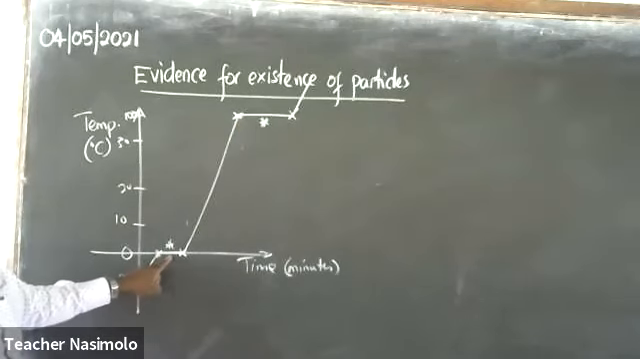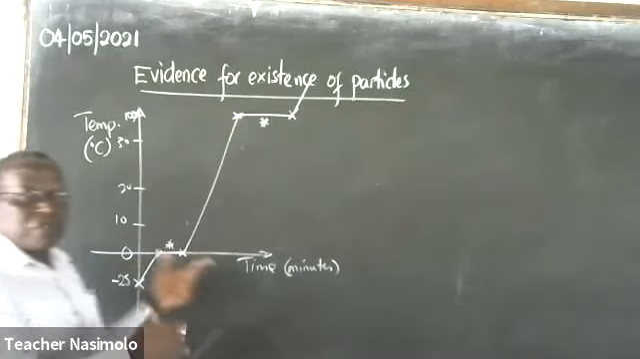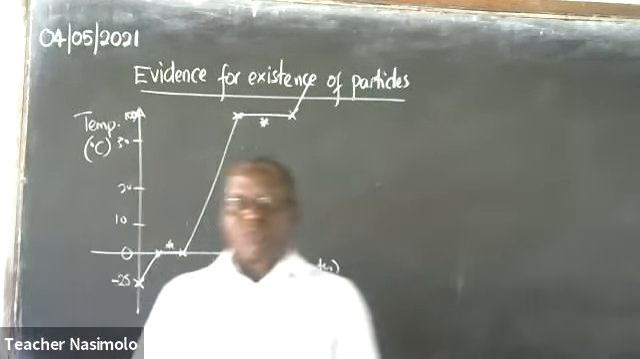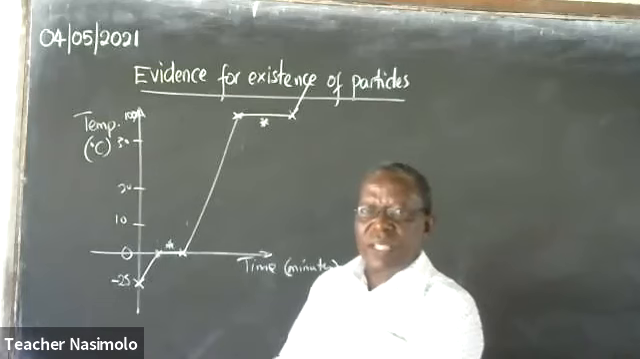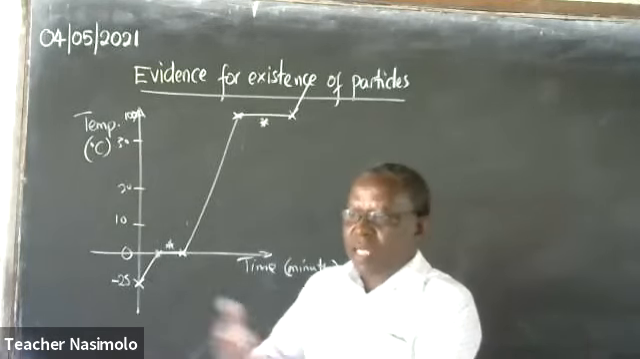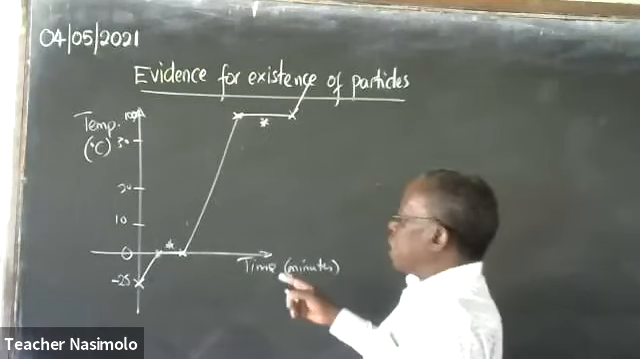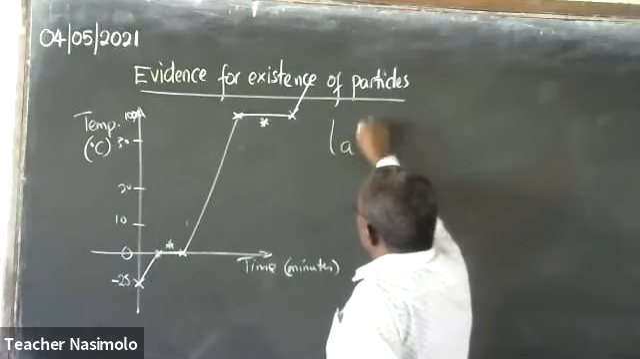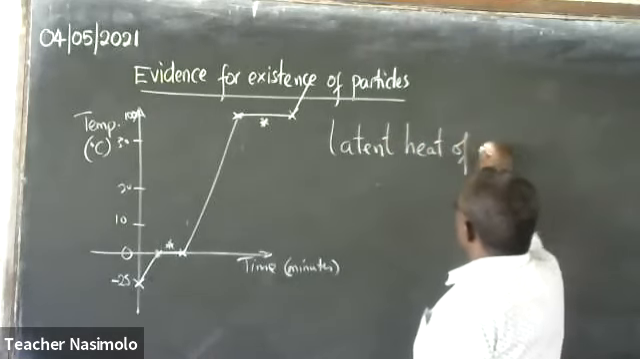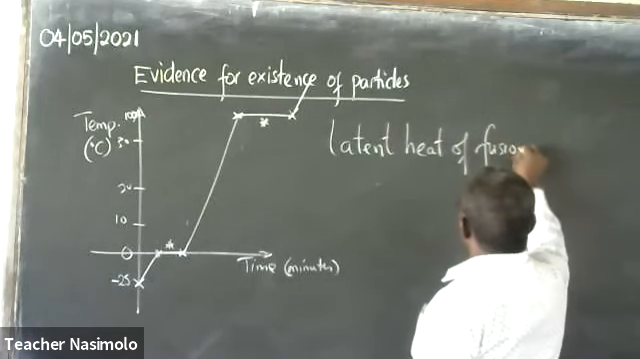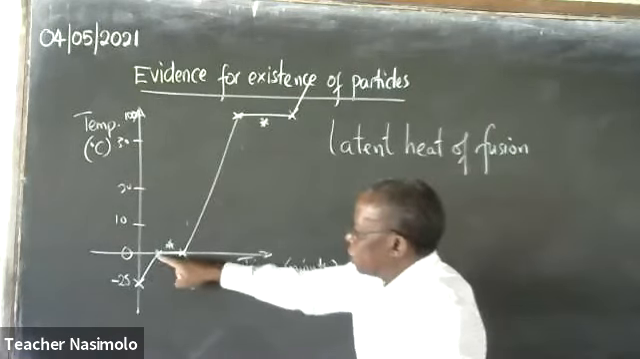So this one here, since we are putting in more heat to this ice, but it's not causing the temperature of the ice to increase, we say that heat is hidden, okay? Because you are adding heat, but you don't see what it is doing. So it is hidden heat. So in science, we call it latent heat of fusion. Okay. So this one here, it is the latent heat of fusion.